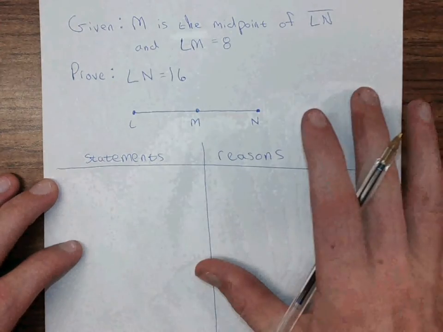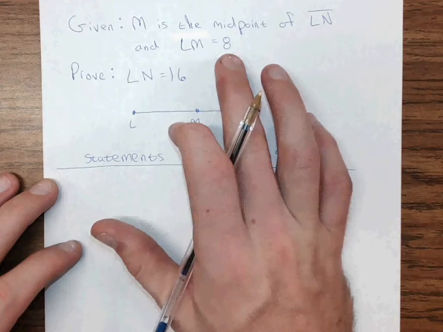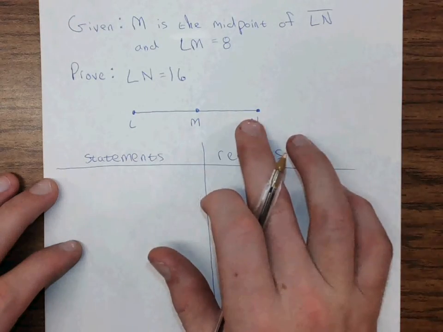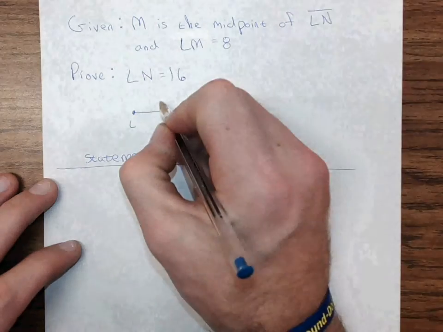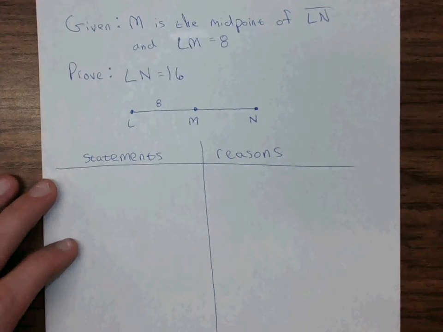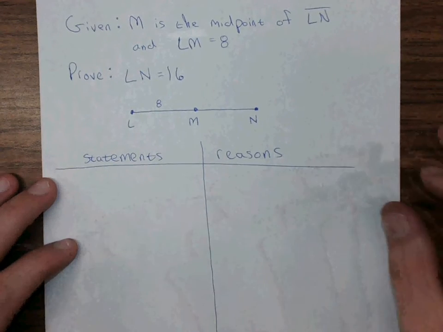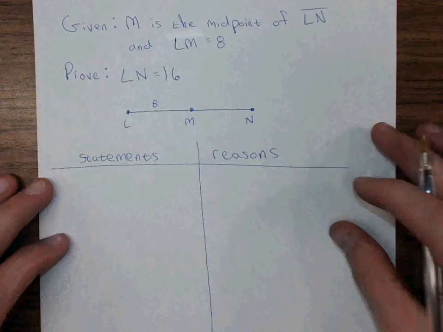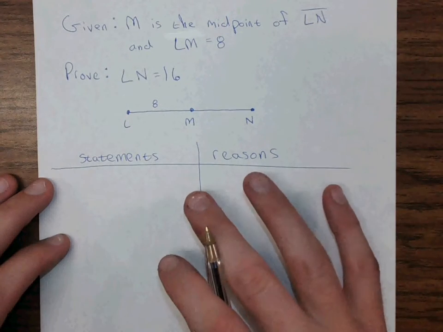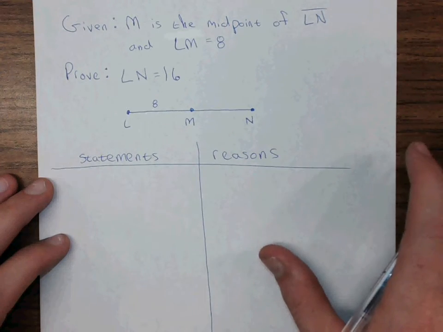So given M is the midpoint of LN, and LM equals 8, prove that LN is equal to 16. I'll do a little picture here to help us keep things straight. There are some subtleties here that are only of moderate importance to me. What's most important is that your proof is clear, logical, easy to read, and to the point.